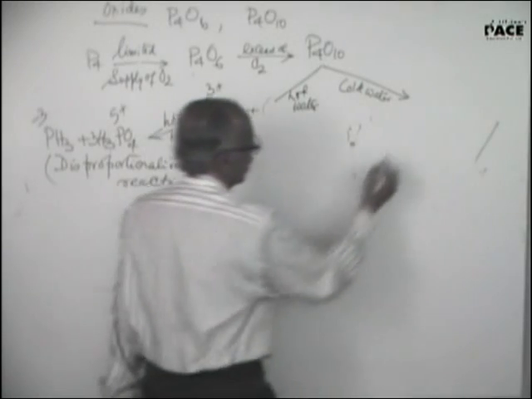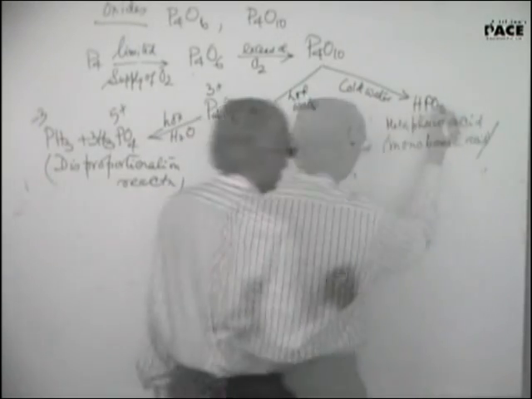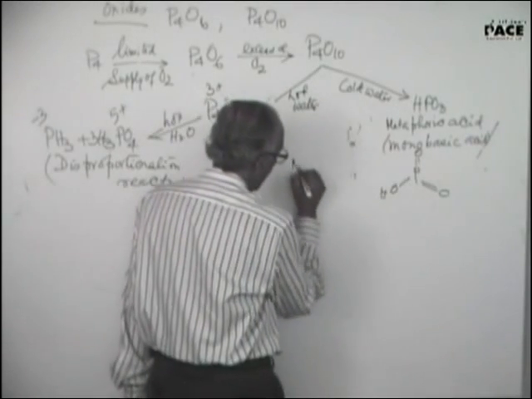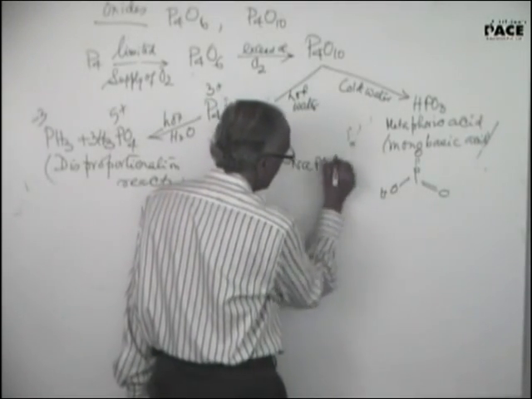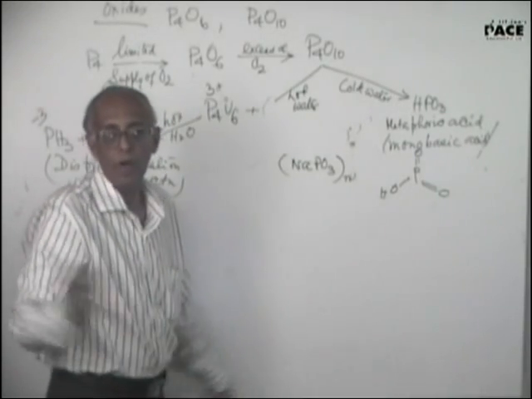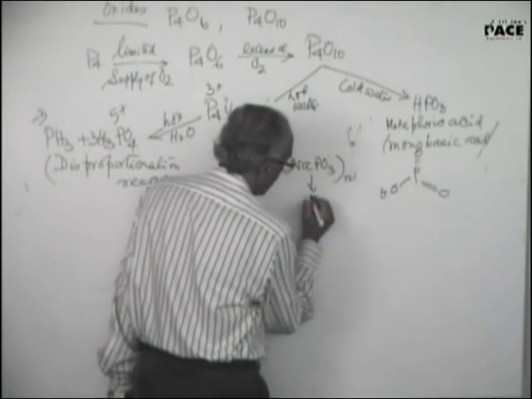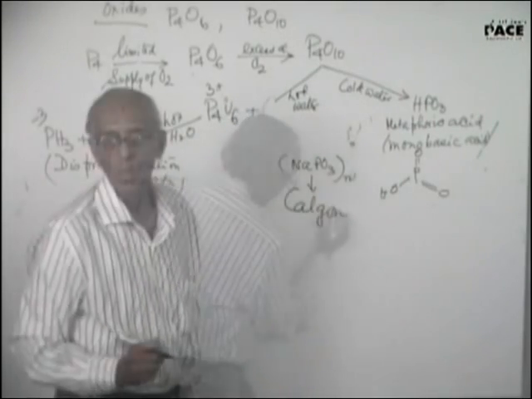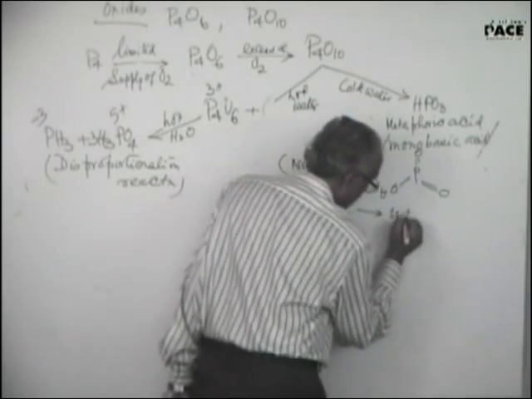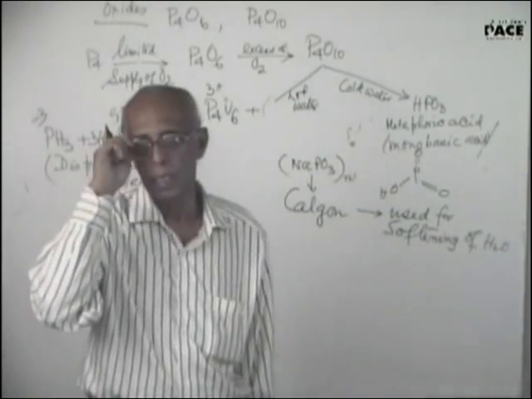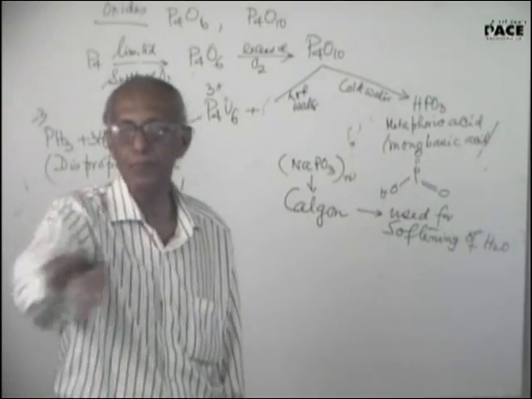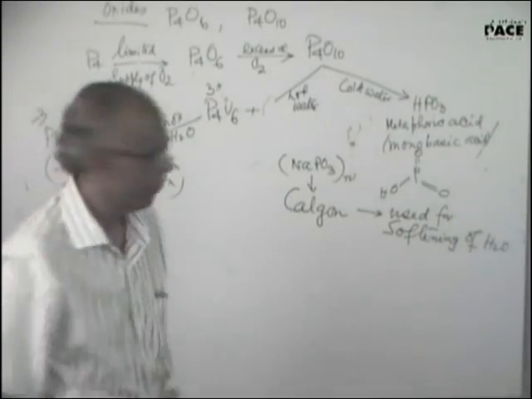P4O10 with cold water will form metaphosphoric acid. And the sodium salt, (NaPO3)n, a polymer, is called Calgon, which is used for water treatment. Calgon is used for softening of water. The sodium ion is replaced by calcium or magnesium.